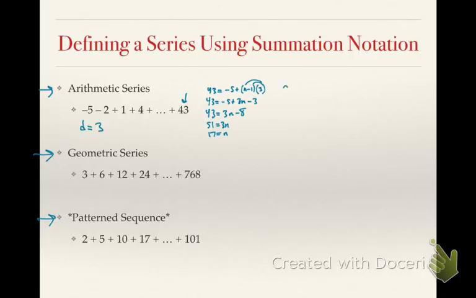Alright, now I'm just going to rewrite this again. The nth term is going to be found by doing negative 5 plus n minus 1 times the common difference, which is 3. I'm actually going to write this out so that there are no parentheses. I think it looks a little nicer if you do that. You don't have to, but it looks a little nicer. I get the nth term is going to be 3n minus 8.